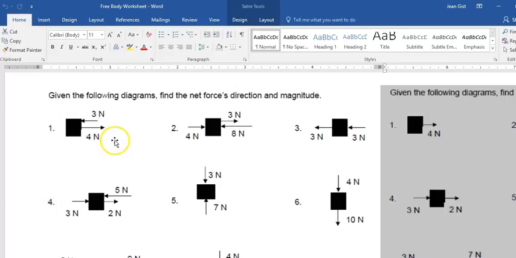Okay, you've got the numbers for your magnitudes. You're going to add the vectors on this one that are going the same direction. So you've got 4 plus 3 is 7 going to the east, and you've got 8 newtons going to the west. So you're going to subtract 7 from 8, and you get 1 newton going to the west.